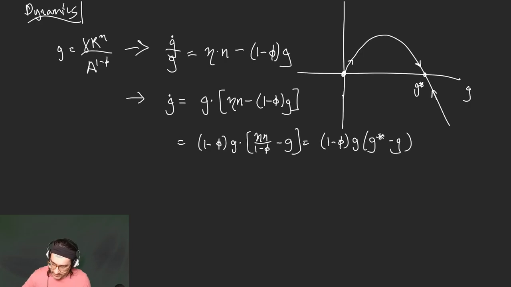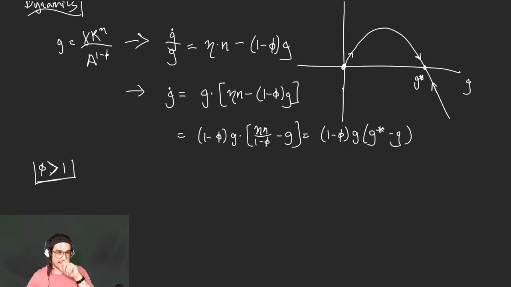Okay, and then we can also now think about phi greater than one. I'm almost out of time. That's a greater than sign. When phi is greater than one, this is no longer a downward facing quadratic. It's an upward facing quadratic, which means that, I guess, does that mean that you can go to zero? Maybe you can, but I don't think you can.